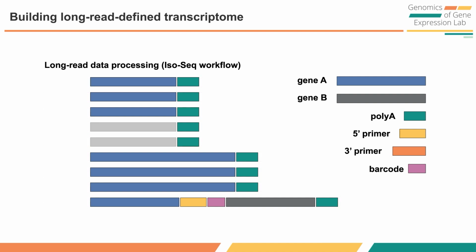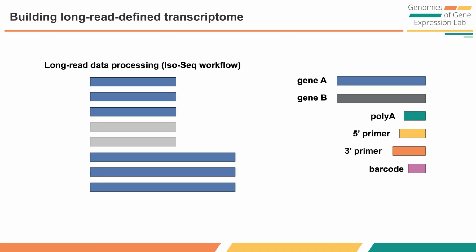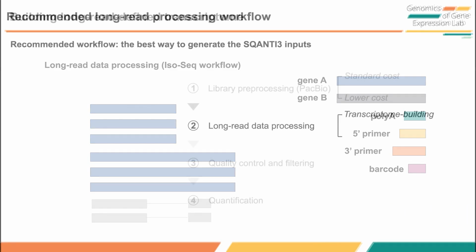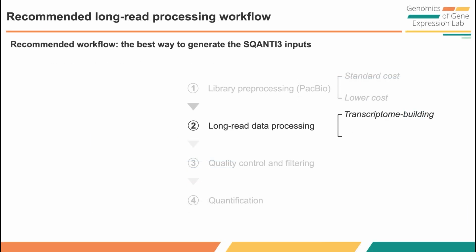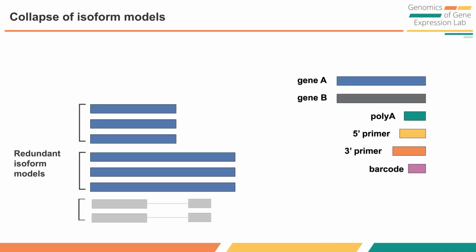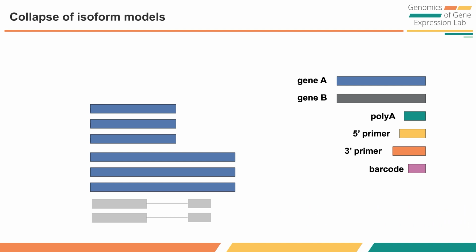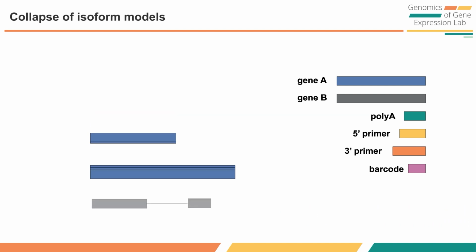We do not recommend using SQANTI3 on raw long-reads data, as it is not designed as a tool for raw long-reads data quality control. The collapse of isoform models is important in building a transcriptome model. Typically, long-read data processing pipelines generate a large number of highly redundant isoform models. We recommend collapsing these using tools such as cDNA Cupcake or Tama Collapse to reduce the number of isoforms and create unique isoform models before running SQANTI3.